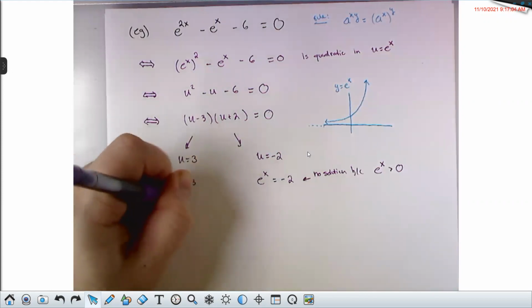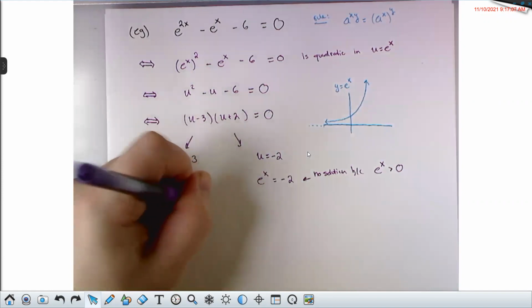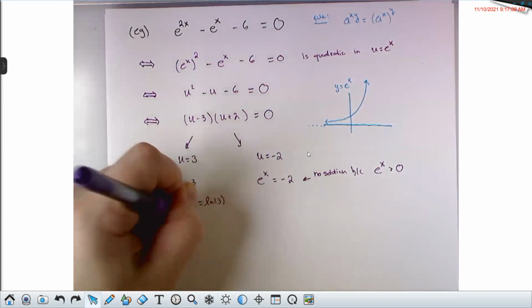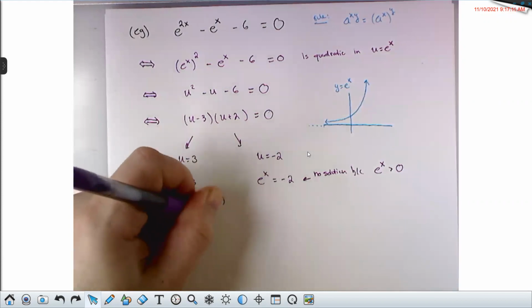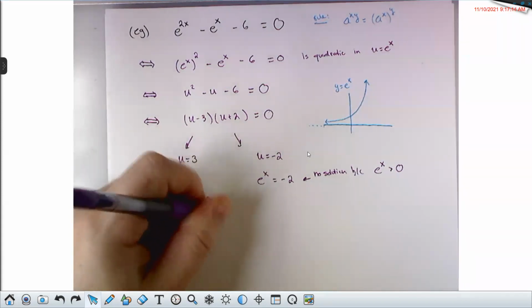If I take the natural log on both sides, the natural log of e to the x equals the natural log of 3. So x is ln 3, and this is your only solution.